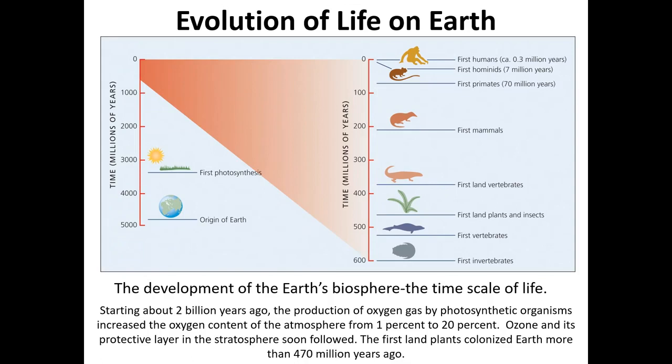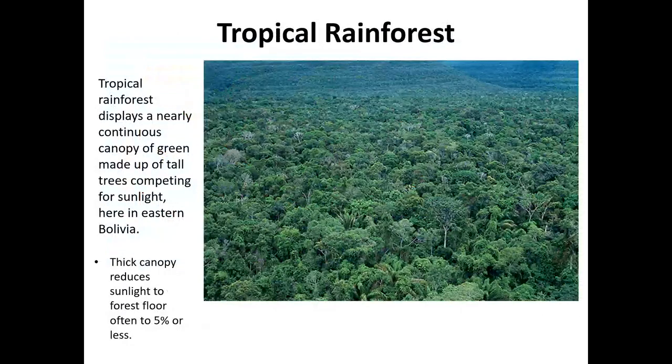And for most of it, there were not even invertebrates. The first invertebrate was 600 million years ago. Considering the Earth's about 5 billion years old, that's relatively recent. And humans have been around for about 300,000 of the roughly 5 billion years. So life has evolved rapidly fairly recently when you look at the scale of how old the Earth is.